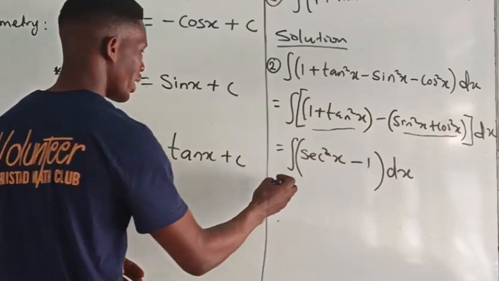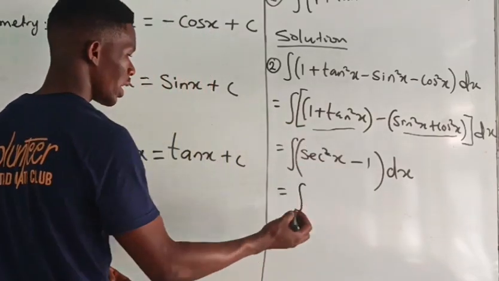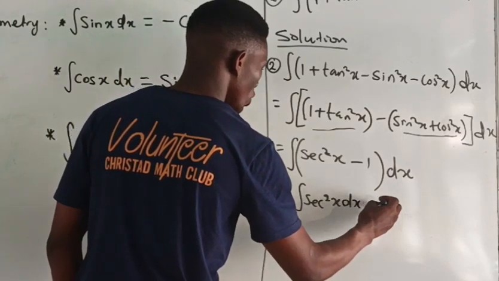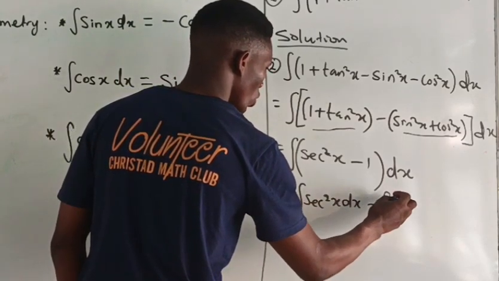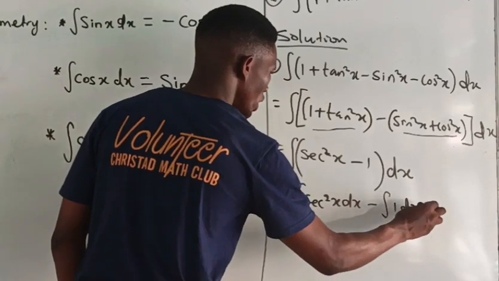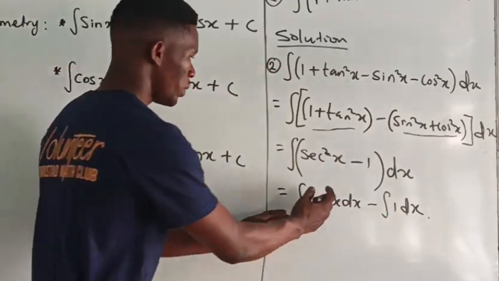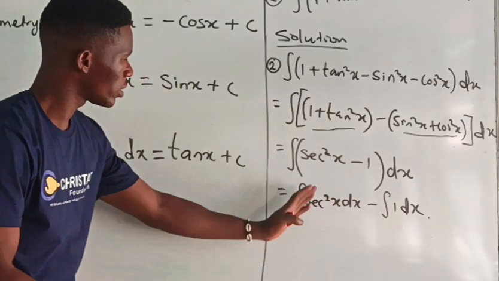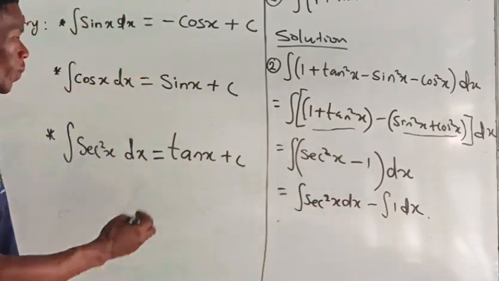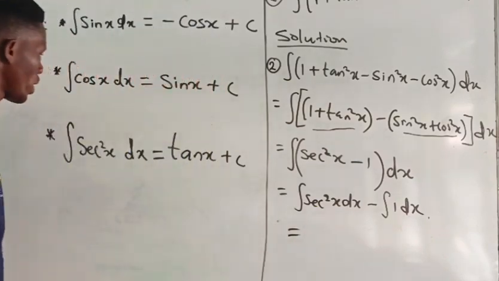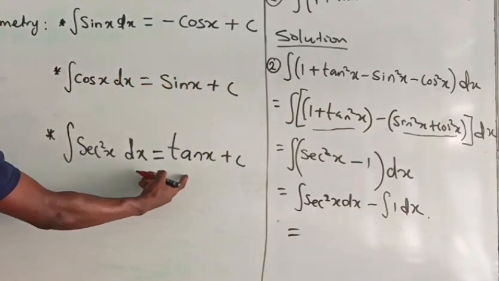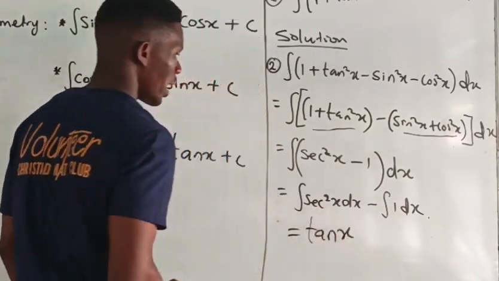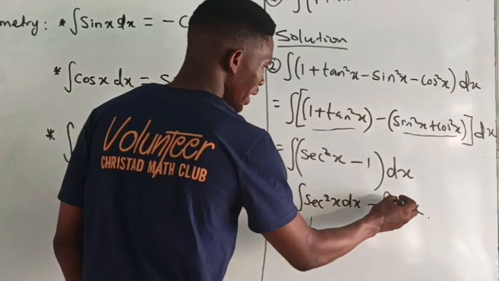Now looking at this, we can just split the integral. So we can write the integral of sec square x dx minus the integral of 1 dx. So what I've done there is just to split it. We can split the integral, right? This is a term, this is a term. So we can integrate each term. Now from what we have here, when we integrate sec square x dx, it is tan x, right? So we have this one become tan x, and then minus, now this one, this 1, right?